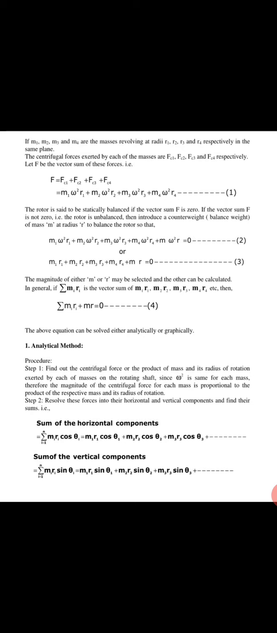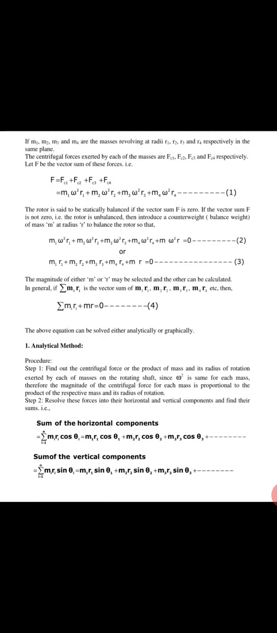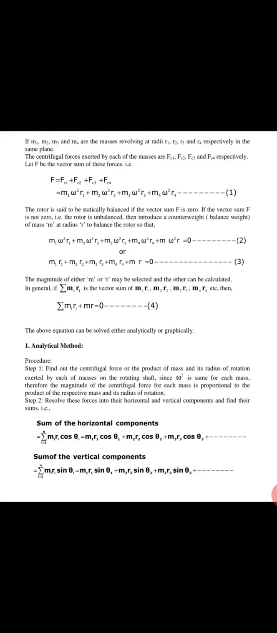the centrifugal forces exerted on these masses are Fc1 at mass m1, Fc2 at mass m2, Fc3 at mass m3, and Fc4 at mass m4. Let F be the vector sum, the combined force of these forces. Therefore F equals Fc1 plus Fc2 plus Fc3 plus Fc4. Similarly we can elaborate it as m1 omega square r1 plus m2 omega square r2 plus m3 omega square r3 plus m4 omega square r4. We will take it as equation number 1.